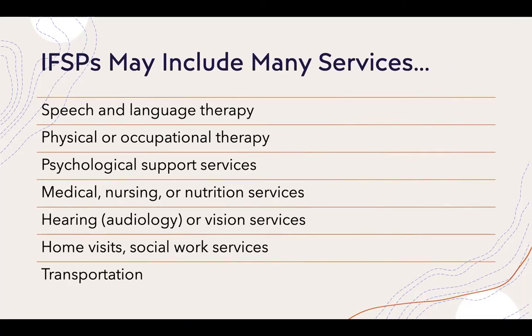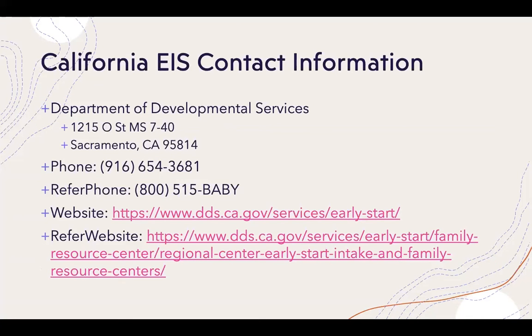There are many services that can be included in these plans: speech and language therapy, physical therapy or OT, occupational therapy, often referred to as OT, psychological support services, which can be very important. There's also medical, nursing, and nutrition services. So keep in mind that when we're thinking of Early Start, we're thinking of overall development, and certainly the medical or physical component could be included. Whereas later on, when the child turns 3, it sort of transfers to just the education. Hearing or vision care, home visits, social work services, and then transportation when needed. So there's quite a bit that Early Start can do for families and for kids. Here's some contact info in case it's helpful. You guys will have access to this after the presentation.